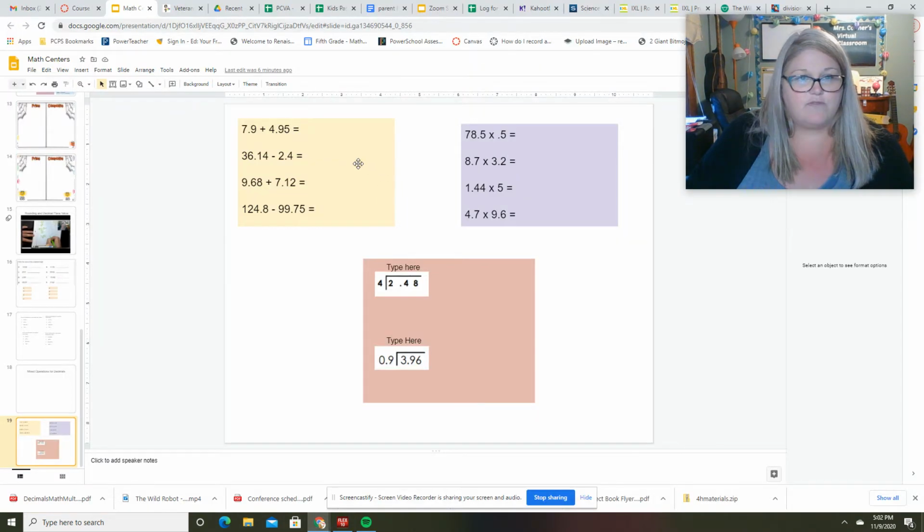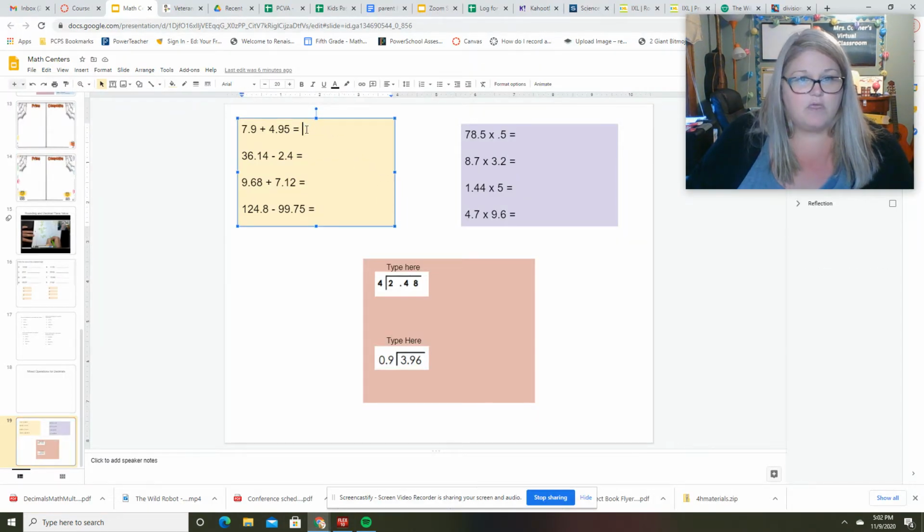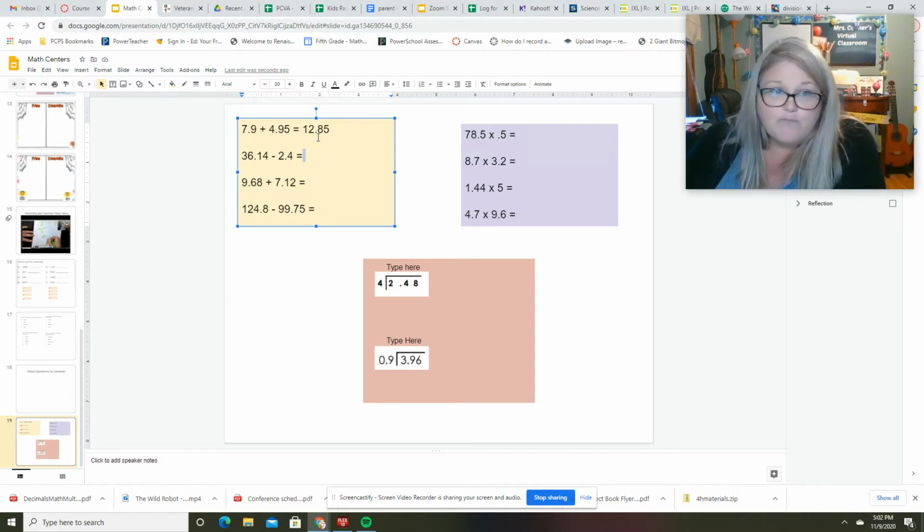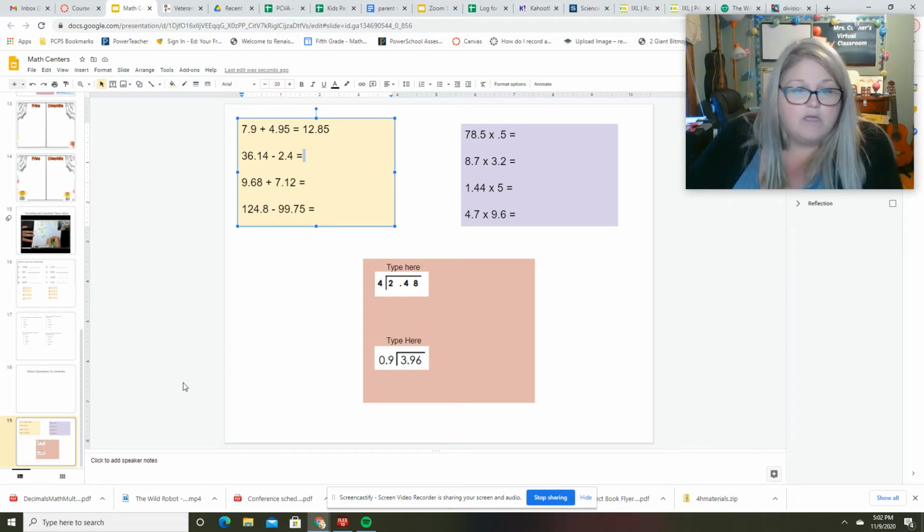So I'm going to go back to the Google slide. I'm going to type in 12 85/100. So when you want to type, just click your mouse and it'll put you where you want to go. We'll do the next one too. 36 1400 minus 2 4/10.